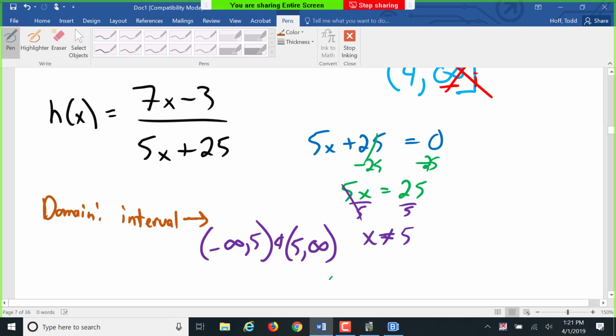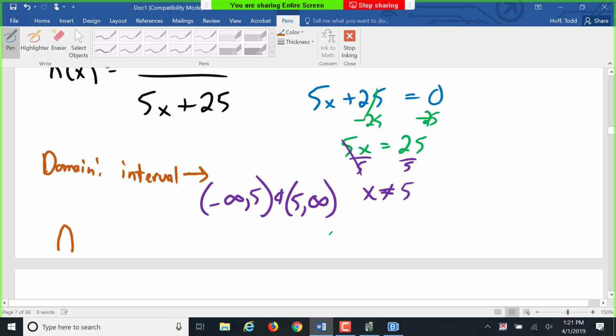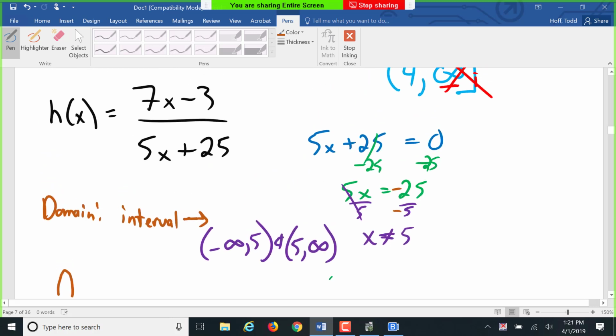A symbol that is used in set notation is an up. Negative 5 up there. Oh, you are correct. That should be a negative 5. So yes, negative infinity to negative 5 and then negative 5 to positive infinity. Negative 25 divided by 5 is negative 5. Thank you.